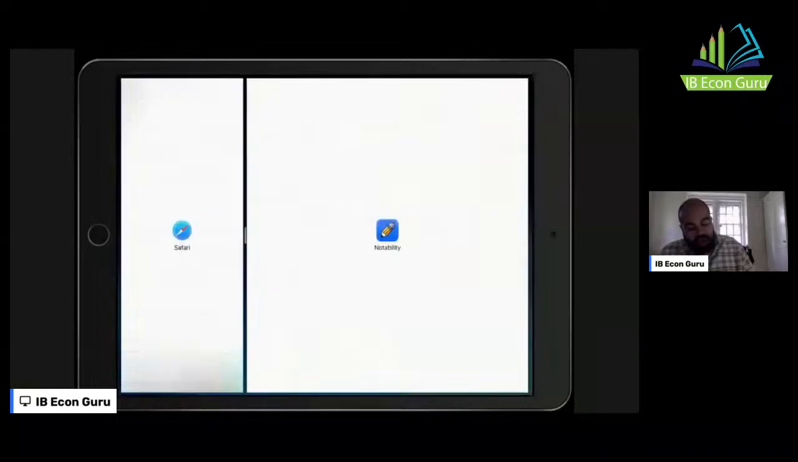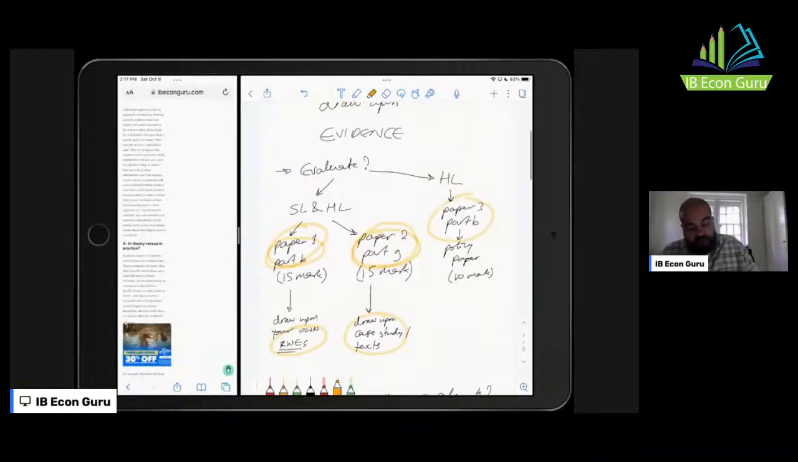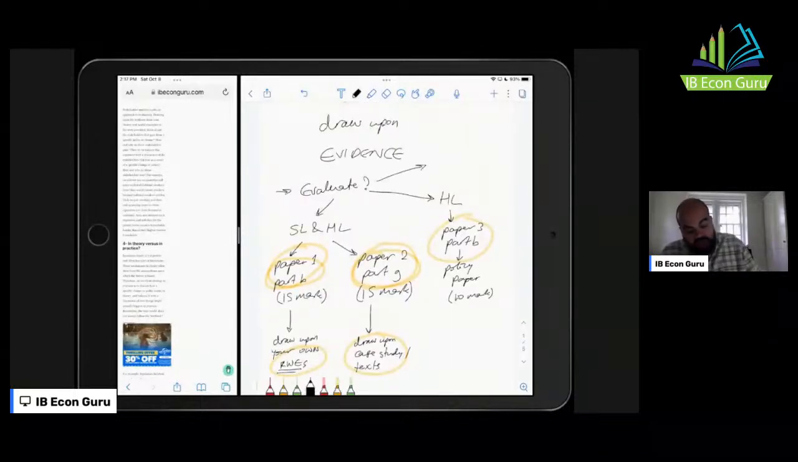Okay, so where else are you going to be required to evaluate? So I said in paper 1 part B, in paper 2 part G, and paper 3 part B, you will also be required to evaluate in your IA, in your internal assessment. In fact, there's a whole criterion E, which is out of 3 marks, that is all about evaluation. So you are required to evaluate in pretty much every paper you will take and every assessment you will do. So it's a skill that is very important for you to master.